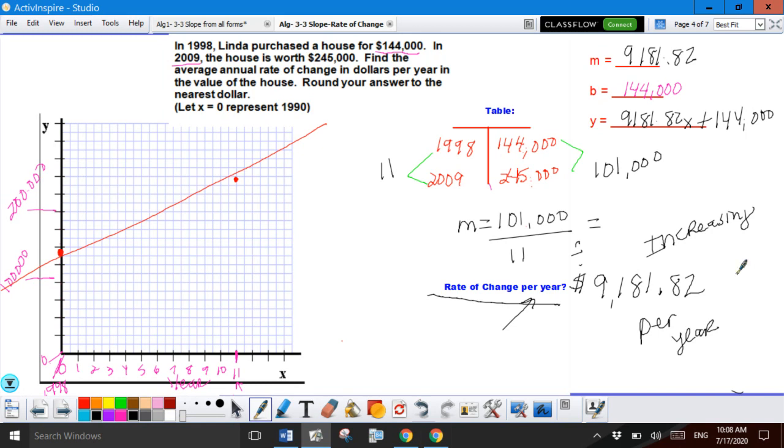But this is the important part. That's how much it went up per year. So I could ask, how much money have you made in 3 years? Well, over a 3-year period, 9181.82 times 3 would tell me that I made around $27,545 on my house purchase. That's how much it has increased. Okay? Remember, rate of change, you have to divide. You have to get per year, per one thing.